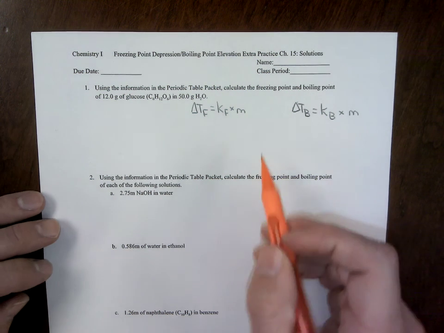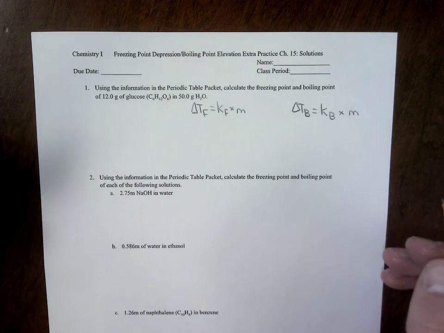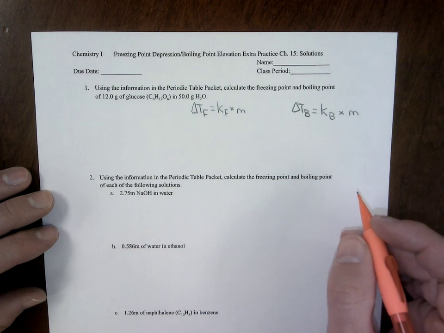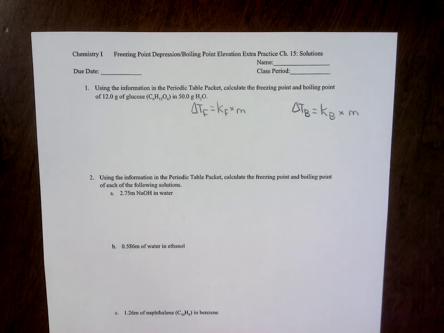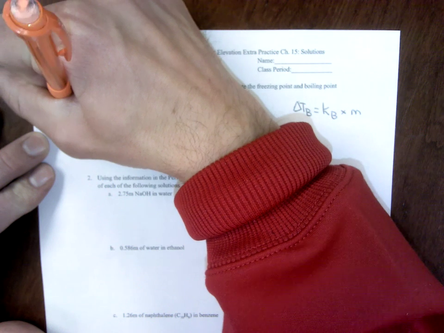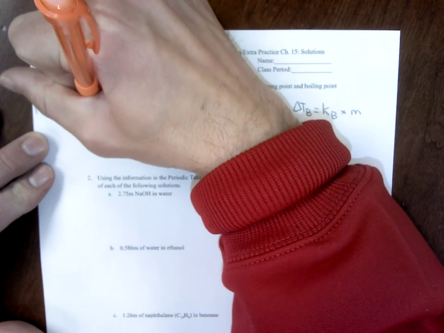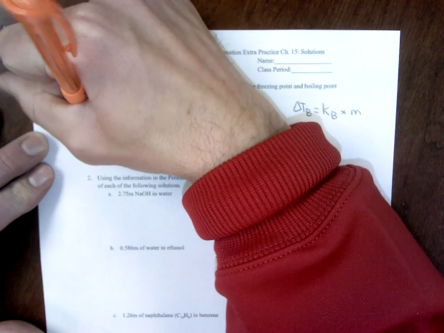Now, because both of these use m for molality, we need to be able to solve the molality of this particular problem. So this problem says here, using the information in the periodic table packet, calculate the freezing point and boiling point of a 12-gram sample of glucose in 50 grams of H2O. Well, remember here, if we're using molality, it is going to be little m, and it's going to be moles of our solute divided by kilograms of our solvent.